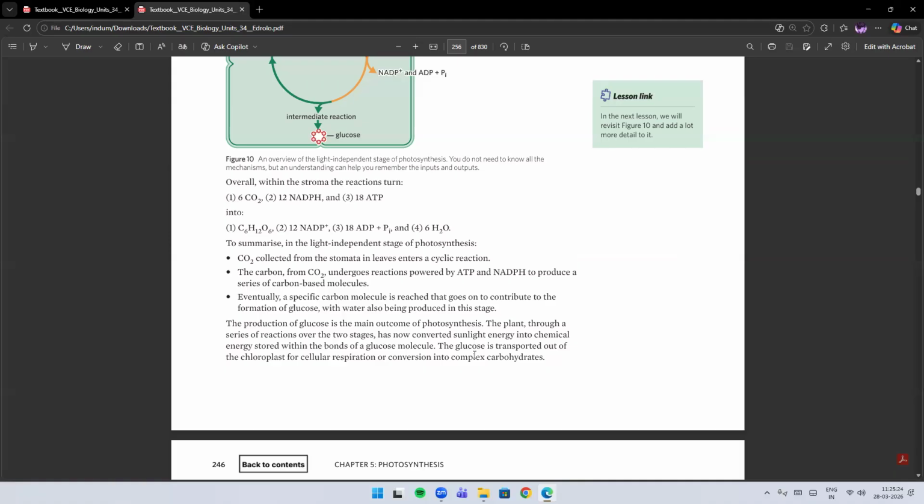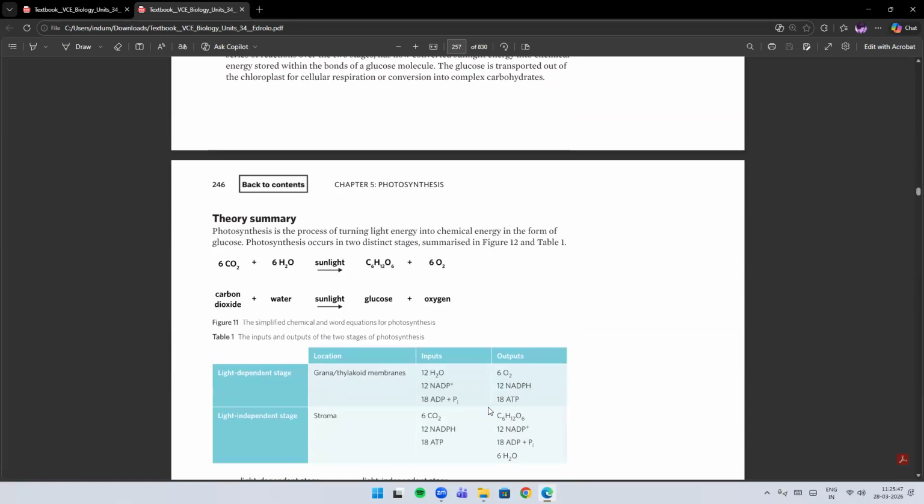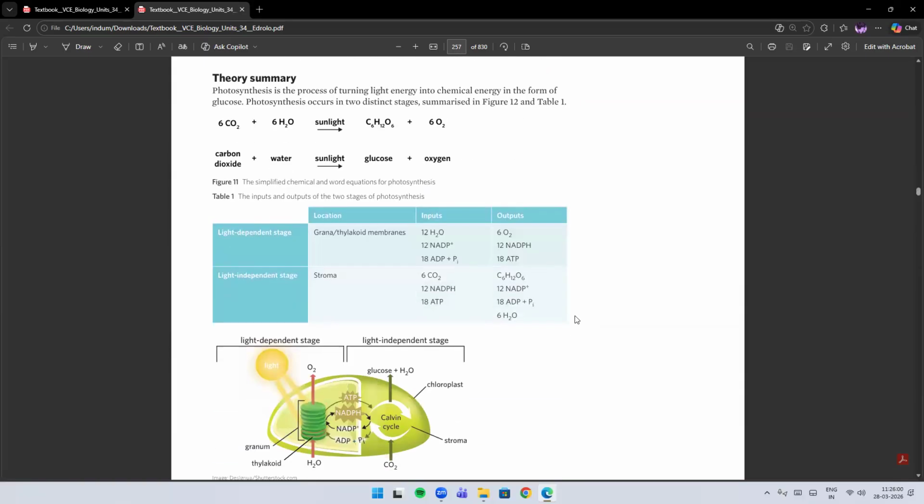The production of glucose is the main outcome of photosynthesis. The plant, through a series of reactions over the 2 stages, has now converted sunlight energy into chemical energy stored within the bonds of a glucose molecule. The glucose is transported out of the chloroplast for cellular respiration or conversion into complex carbohydrates. Theory summary. Photosynthesis is the process of turning light energy into chemical energy in the form of glucose. Photosynthesis occurs in two distinct stages, summarized in Figure 12 and Table 1.